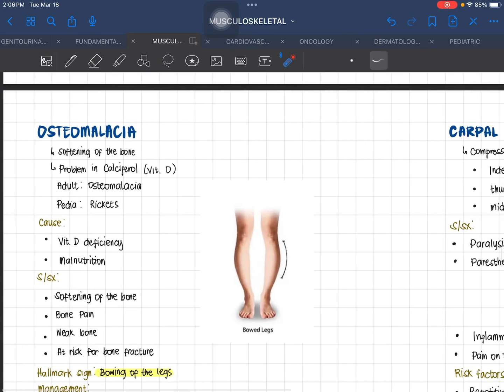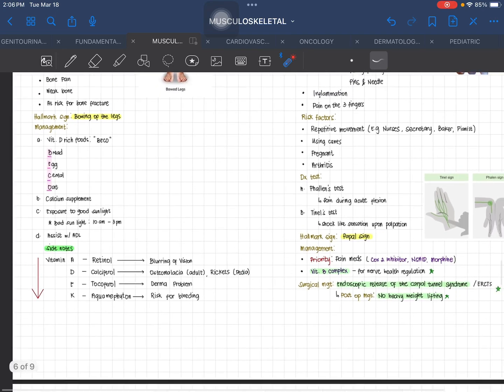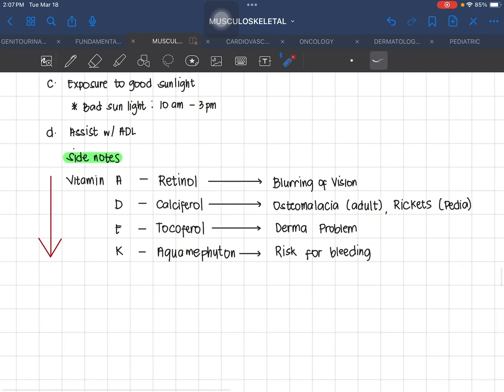Okay, so proceed na tayo kay osteomalacia. Osteomalacia is softening of the bone. So, may problem tayo sa vitamin D o calciferol. So, meron kasi tayong tinatawag na vitamin ADEK. So, side notes lang, vitamin A is for eye. So, retinol siya. So, kapag decrease ang vitamin A natin, maka-experience ng blurring of vision. Vitamin D, calciferol, of course, this is for bone.